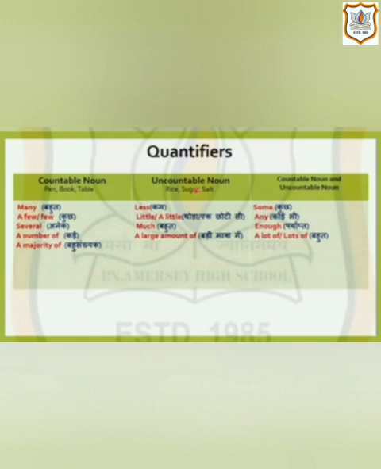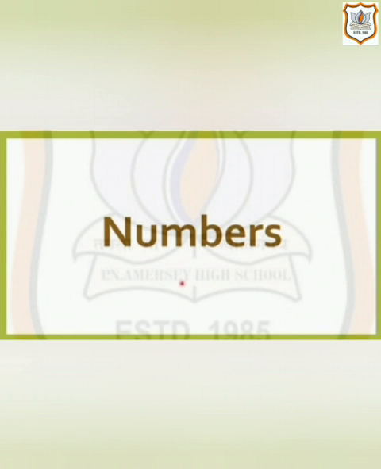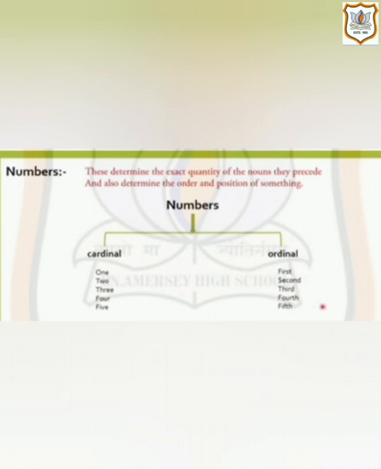I'll clear this up by giving some more examples. For countable nouns we use many, a few, several, a number of, a majority of. For uncountable we use less, little, much, a large amount of. And for both countable and uncountable nouns we use some, any, enough, a lot of, or lots of. And the next one is numbers. Children, these determine the exact quantity of the noun they precede and also determine the order and position of something.